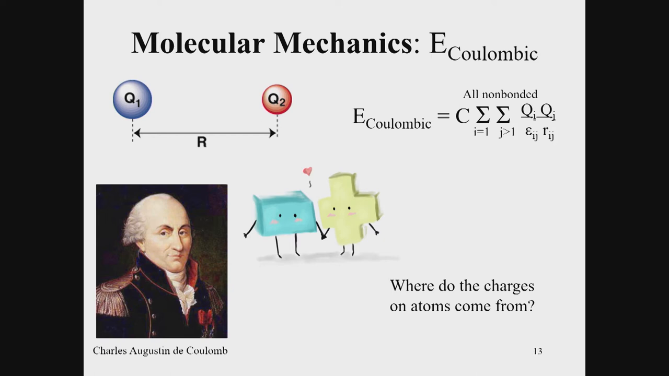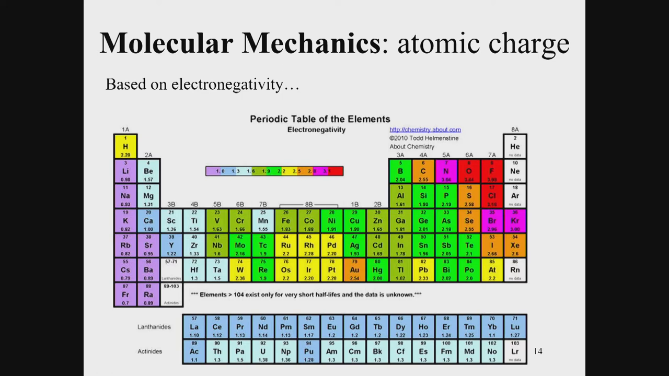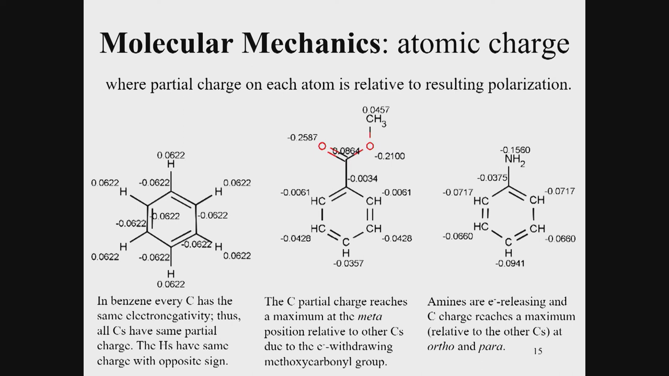Now, where did the charges on these atoms come from? Aren't molecules neutral? Well, molecules are neutral, but there are differences in electronegativity between atoms. As you know, electronegativity increases to the right and increases as you move up the periodic table, so more electronegative atoms have a tendency to be far to the right or at the top of the periodic table. So using those electronegativity terms, and factoring in a little bit of polarization energy, each atom possesses a partial charge that is relative to the other atoms in the molecule.